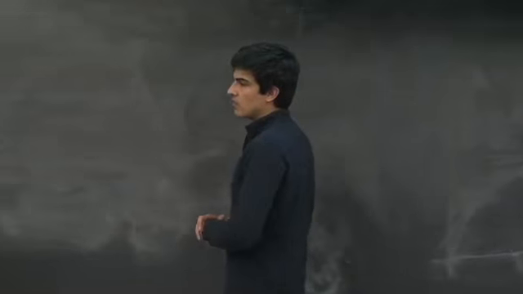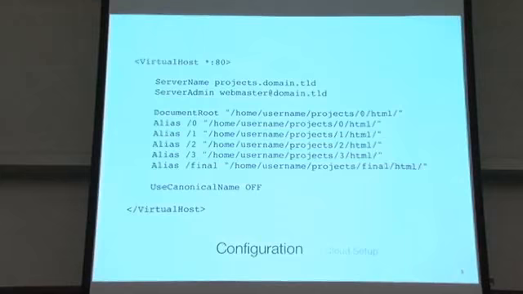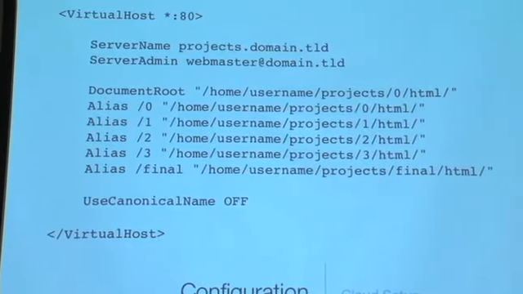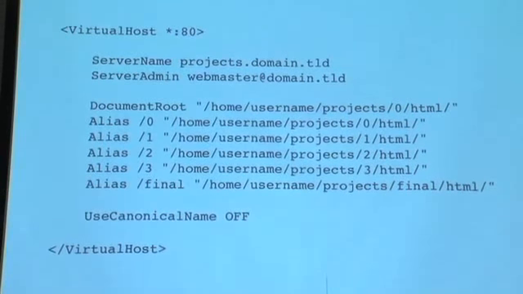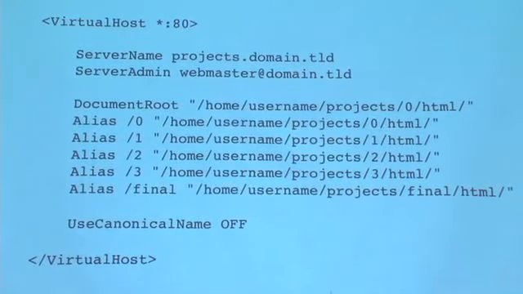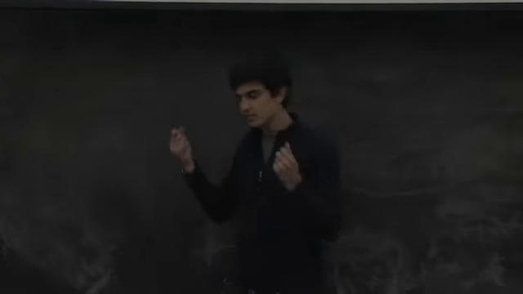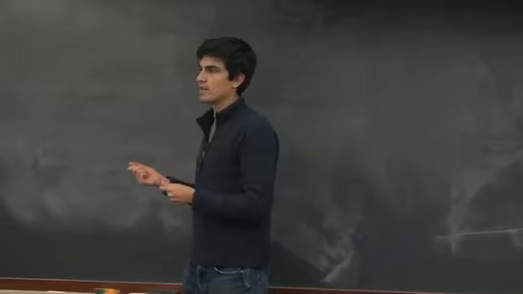Now, the aliases are what's important here. You'll notice that we have 5 aliases, one for each project. So if somebody goes to your subdomain /0, while it looks like a subdirectory within this document root, it's not actually a subdirectory. It's actually an alias, and this alias points to this folder, your home directory /projects/0/HTML. And the same thing for each of these projects. So in this way, everything that you place within this HTML directory in each of these projects folders, it's as if it is a public HTML directory for that project.